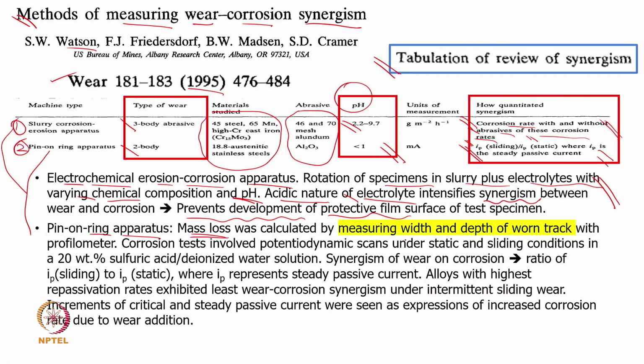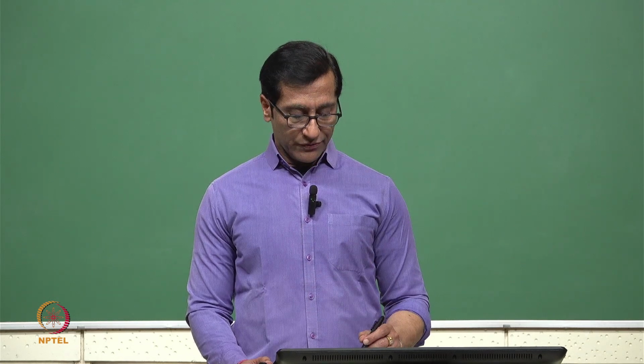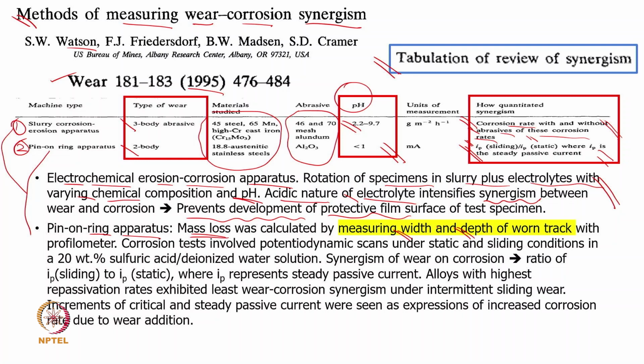However, in this case, they measure the width and they measure the depth. Both are very good options. If you are able to measure the width and the depth, of course at every location, then a generalized mean value may not give very accurate results. But if you measure a localized variation and get the data, at least machine learning will provide much better results. So they measure the width and depth of the wear track using a profilometer.